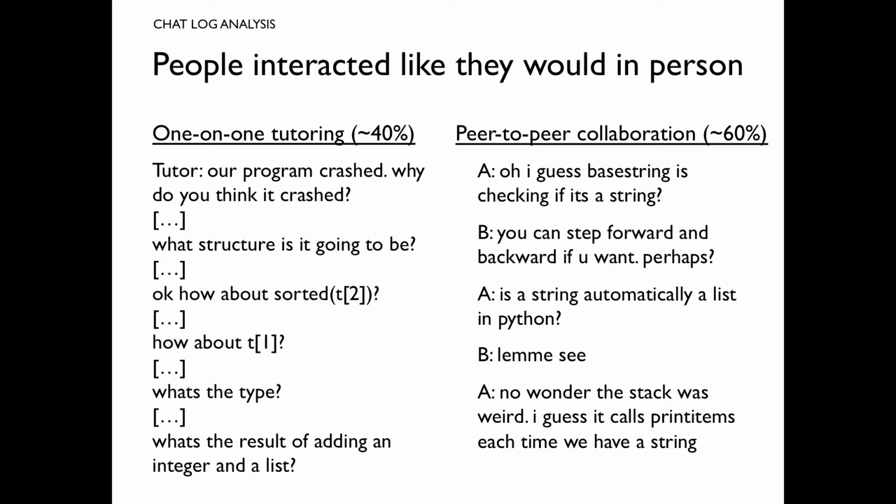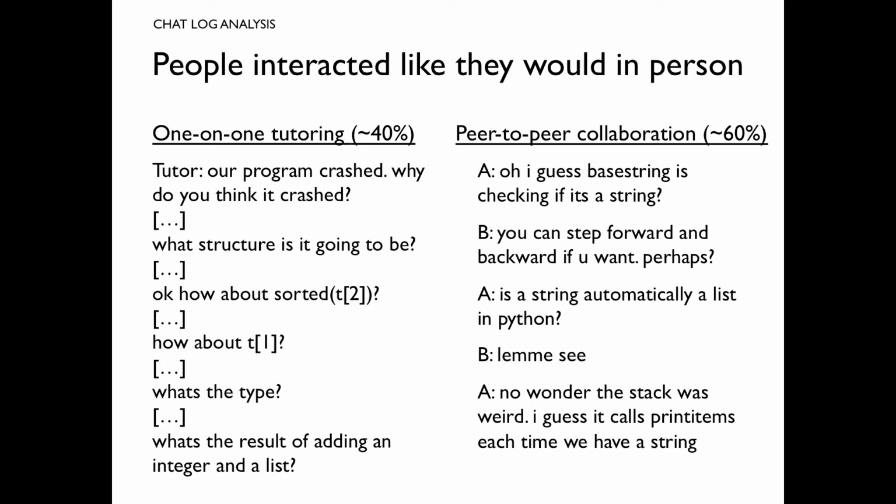On the other side, here's an example of a peer-to-peer collaboration. So 2 people, A and B. A says, "Oh, I guess base string is checking if it's a string." B says, "You can step forward and backward if you want, perhaps." A says, "Is a string automatically a list in Python?" B, "Let me see." A, "No wonder the stack was weird. I guess it calls print items each time we have a string."